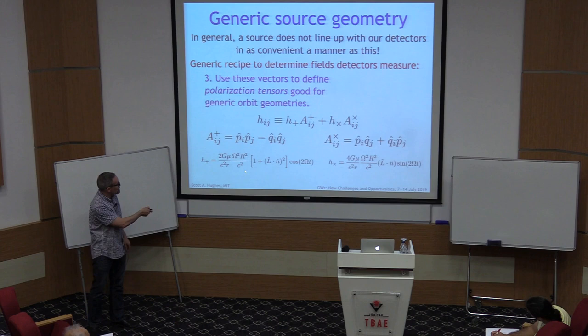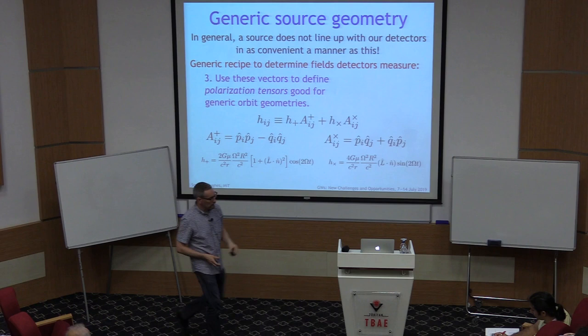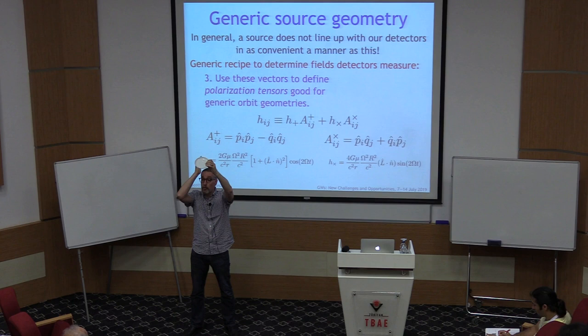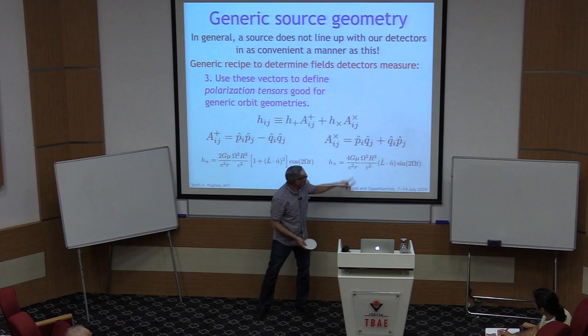My two amplitudes are related to the overlap between the line of sight to the binary and the normal to the orbital plane. So, let me borrow the saucer again. If I imagine that I have a binary that I'm looking at in the sky, and it just so happens that the normal to that binary's plane is along my line of sight, then L dot N is 1, and the amplitude of my h plus, this 1 plus 1 squared turns into a 2. There's a factor of 4 that appears here. L dot N is 1, I get a 4 here.